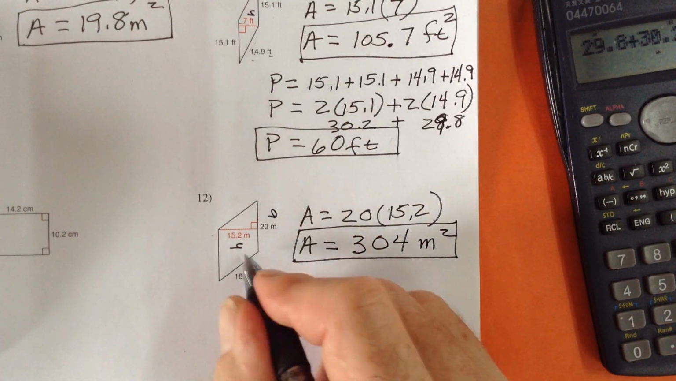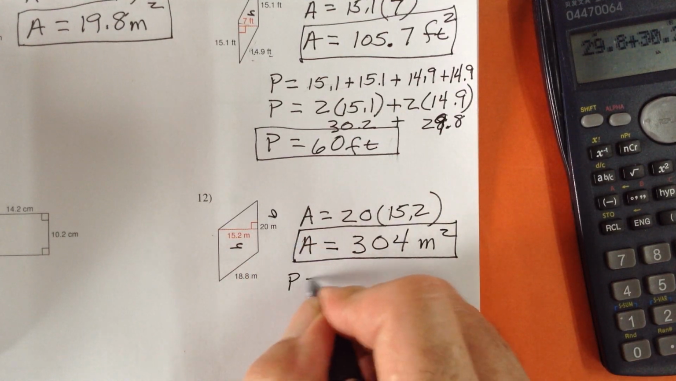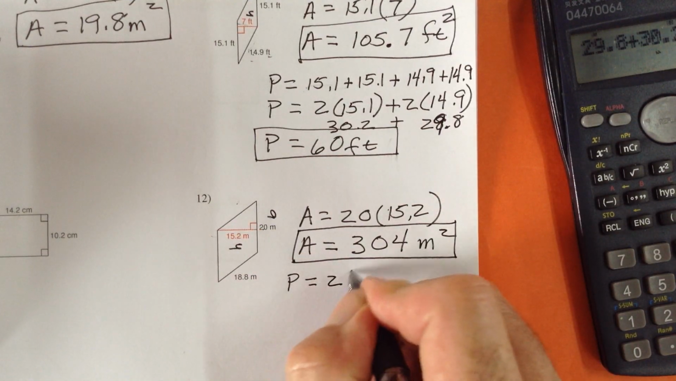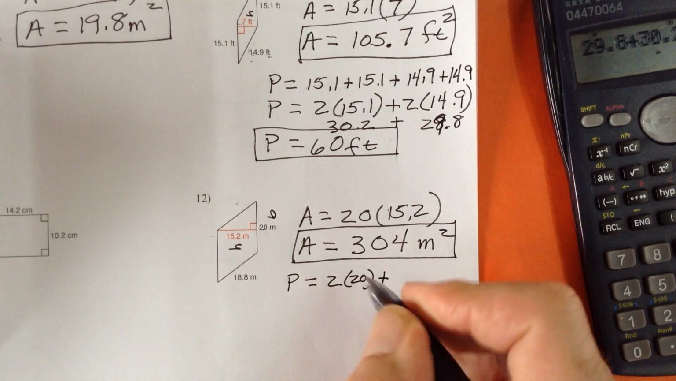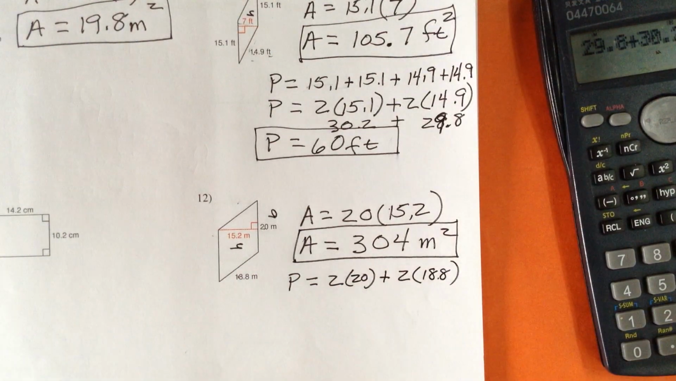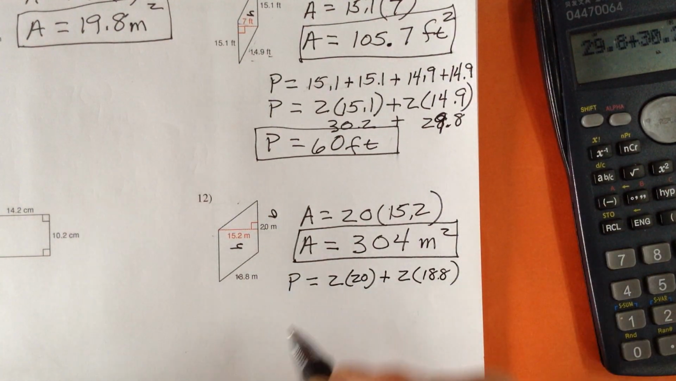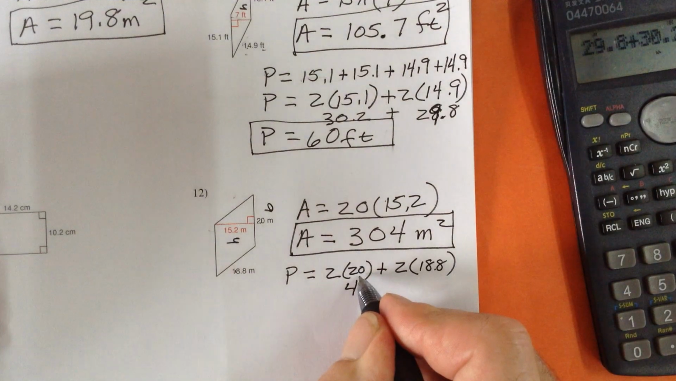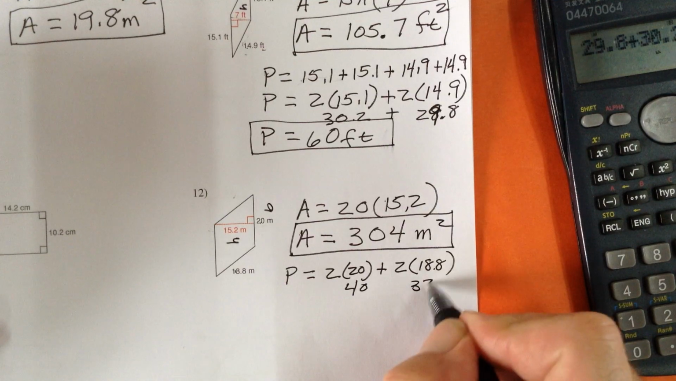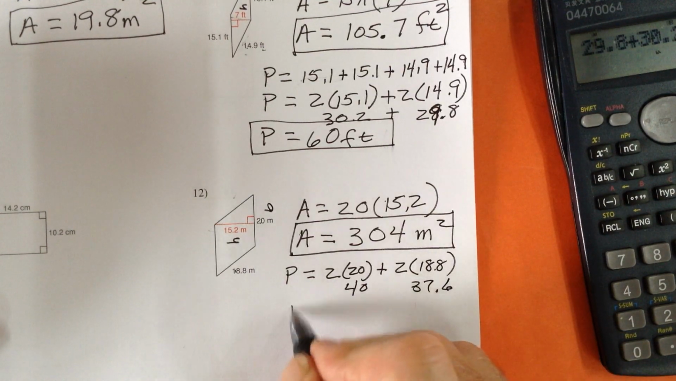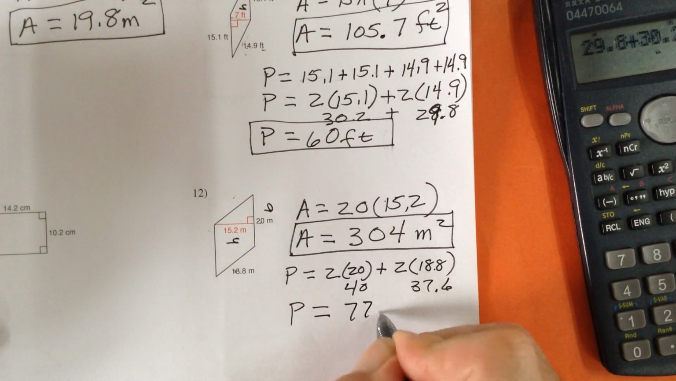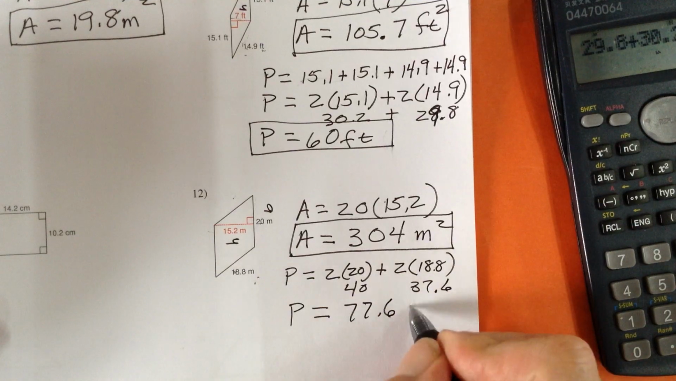Okay. And then the perimeter, I can do the perimeter here. I can go 20 plus 20 plus 18.8 plus 18.8, or I can take the two 20s plus the two 18.8s. So 2 times 20 is 40. And 2 times 18.8 is 37.6. So you add the two together, and you end up with 77.6 meters.